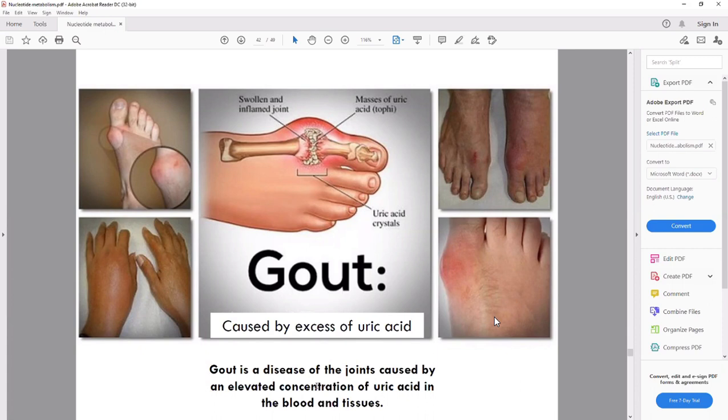If our body cannot utilize, there is no regulation to convert all these end products of the degradation pathway, so the uric acid cannot be utilized, and that led to the high concentration, the accumulation of uric acid. So it will lead to this disease, gout.